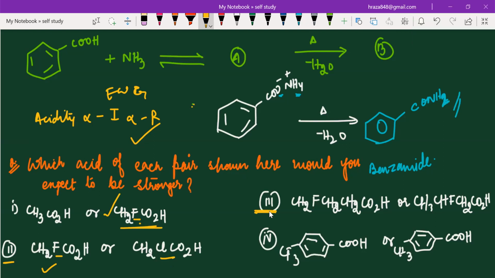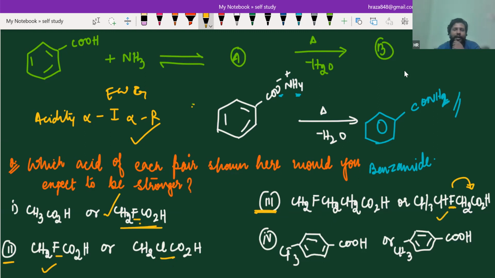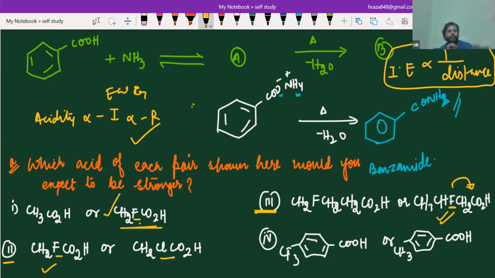I think it will be the second option because of stability of resonance. Yes, sir. It will be the second. You can see fluorine is nearby CO2H, because this inductive effect is inversely proportional to distance. If distance increases, inductive effect power decreases. Are you getting my point, Emma? Yes, sir. Okay, what about the fourth one?